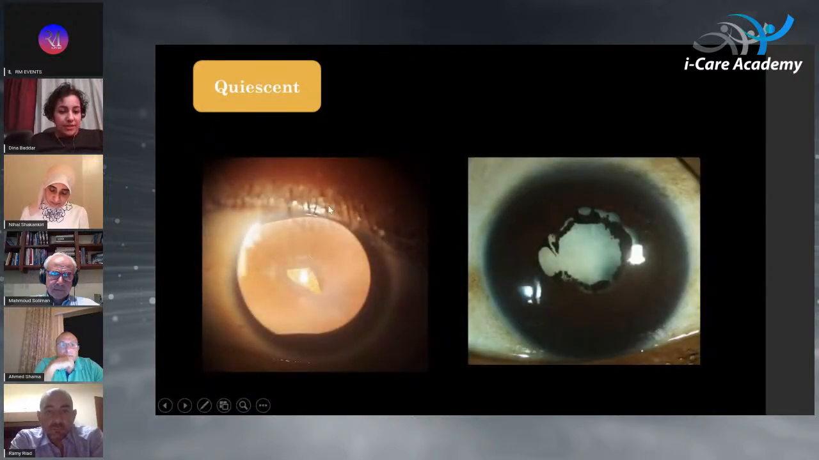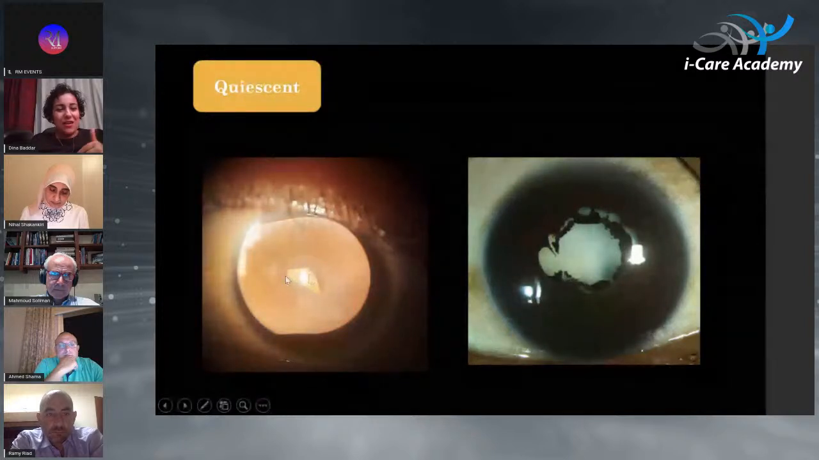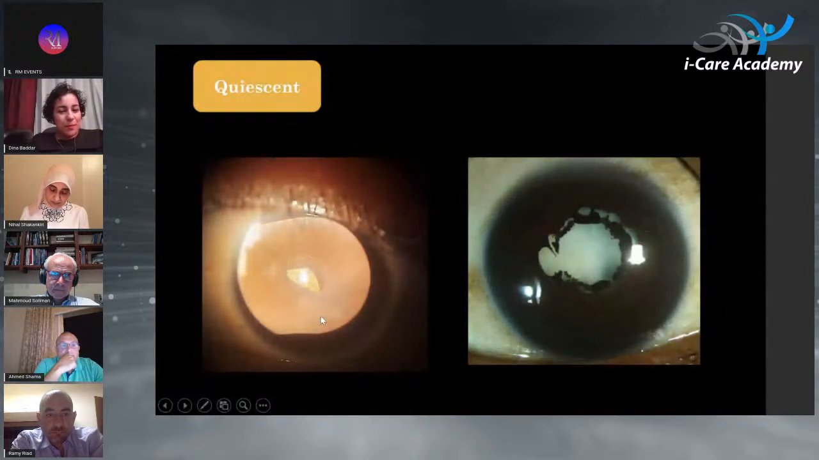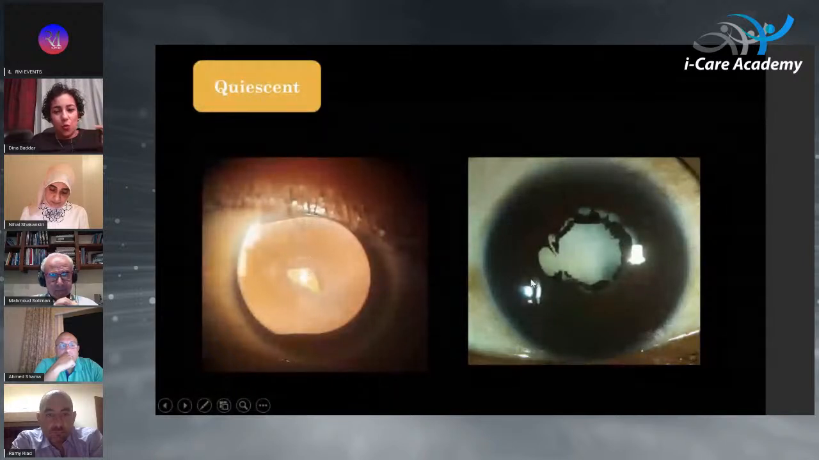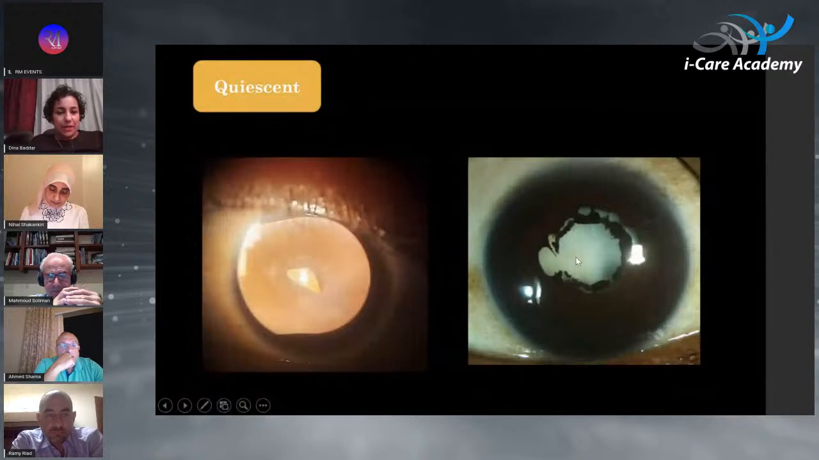Once the patient is quiescent, they're usually very hard cases, like these ones. You have a small pupil, obvious bombé, quite a nucleus behind it, or a white lens with the remains of a posterior synechia happening behind it.